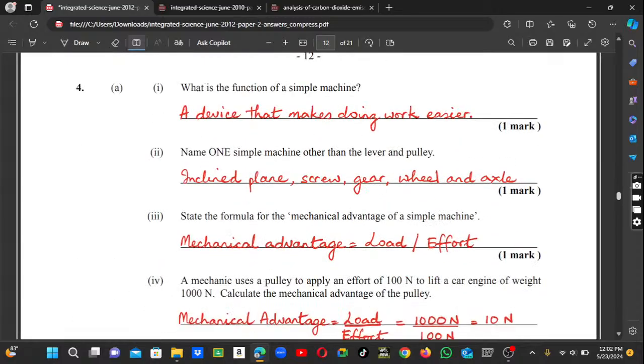So we're talking about the gardener, guys. It says, what is the function of a simple machine? They may ask you these questions, guys, so please pay attention. A simple machine would be a device that makes doing work easier. So it makes work easier for us. That's what a simple machine means.